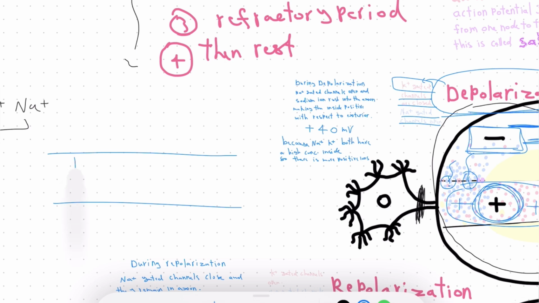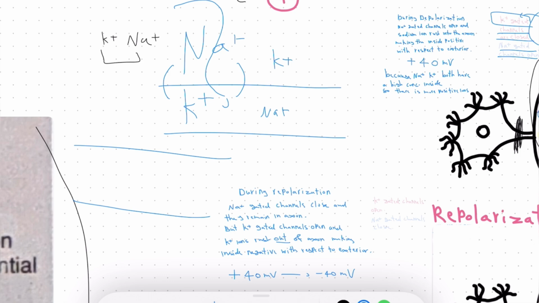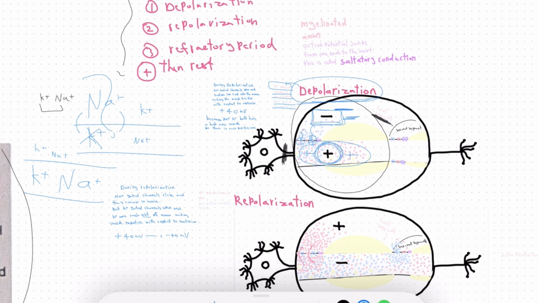Remember that during resting, potassium concentration was high inside and low outside, sodium high outside, low inside, but during depolarization, gated channels for sodium open and sodium rushes into the cell. So the result is there are a lot of potassium ions and sodium ions inside than there is outside. Potassium cannot move outside during this time because its gated channels are closed. Potassium cannot move to the outside during depolarization.